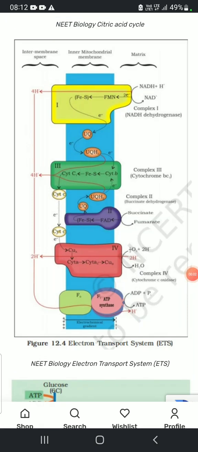So in ETS, complex 1 is NADH dehydrogenase, in which electron enters, then FMN gets converted into FES. So you can remember FMN gets converted into FES. Next, ubiquinone receives the reducing equivalents from complex 2 and also complex 1.